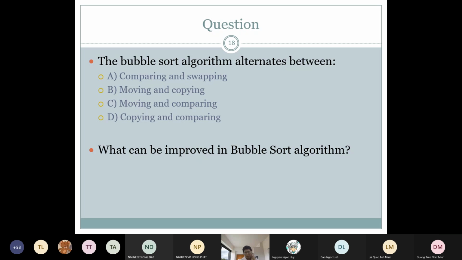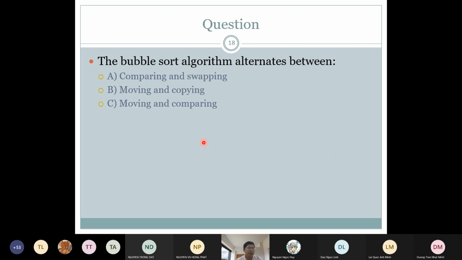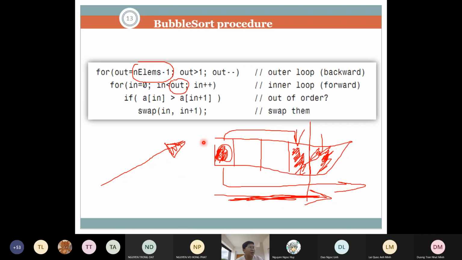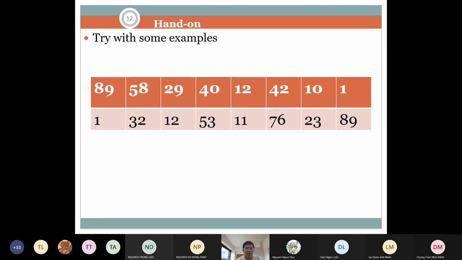Any other things? Think about this one. When we do the manual comparison, the step-by-step checking, let's say this one.